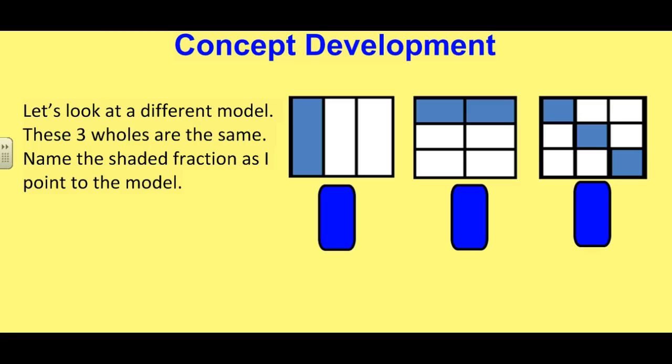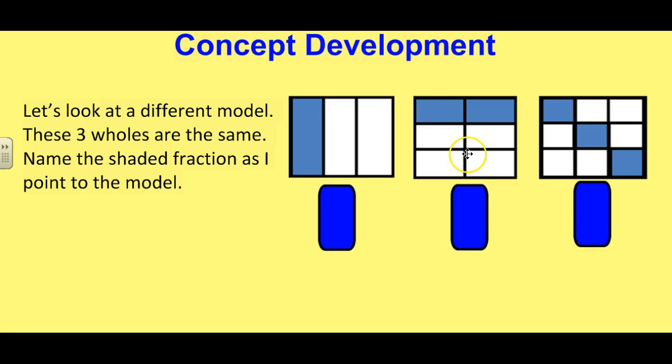Alright, so when we look at this next page, it says let's look at a different model. These three holes are the same. They each have the same amount of space that is shaded. I know that whenever you're looking at it, you're thinking, I don't really think they have the same amount of space shaded, but they really do.